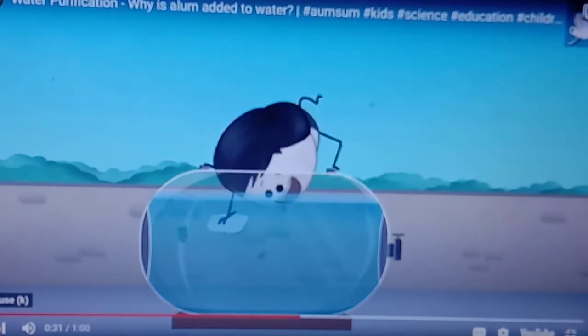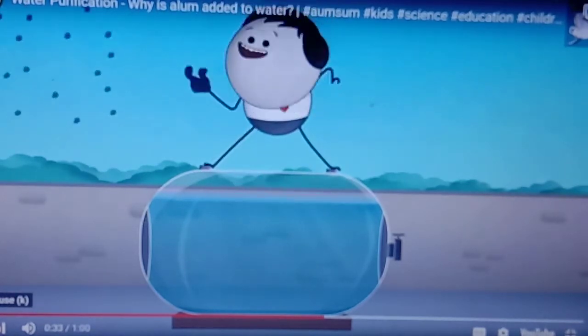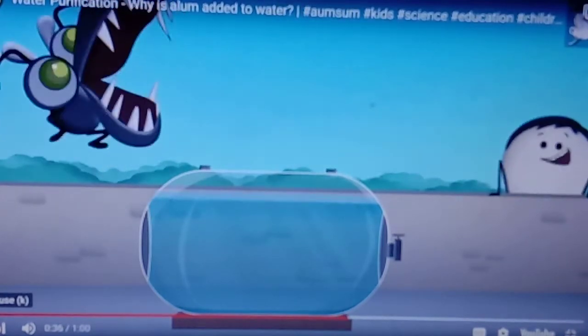Ew, I won't use it. But why? Because it will attract all small insects and make a large insect.